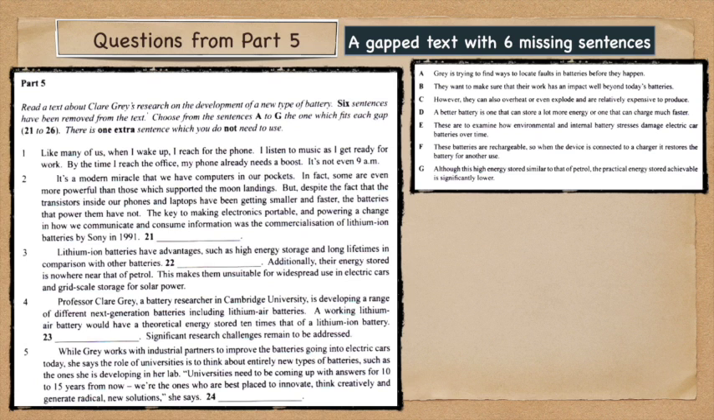Alright students, this is a question for part 5, which consists of a text and 7 given answers. I'm going to discuss only questions number 21 and 22, and the rest you can do on your own or discuss with your own lecturer. The first thing to do is to read the instruction given. So let's read it. Read a text about Claire Gray's research on the development of a new type of battery.